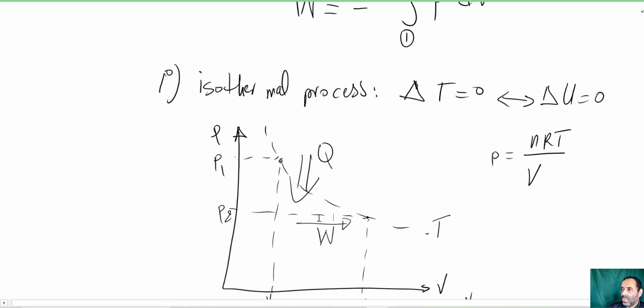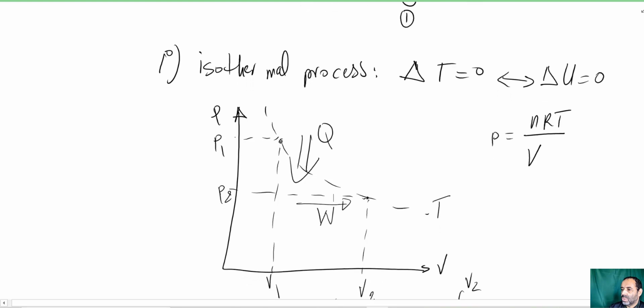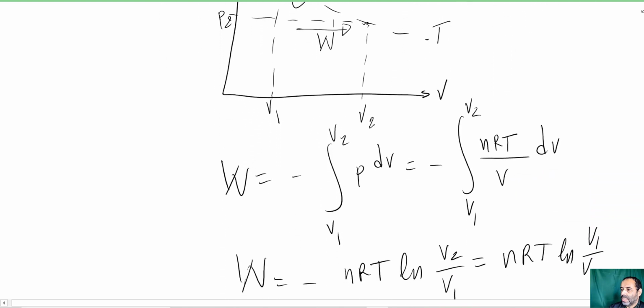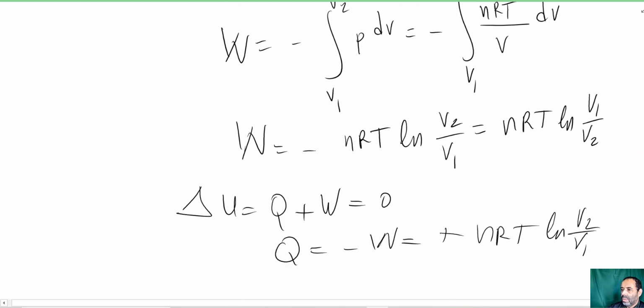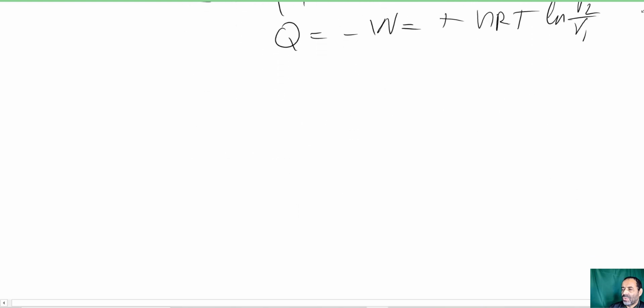If I do the process backward, if I compress the gas, then in this situation W will be positive and Q will be dumped into that heat source, sometimes called the heat reservoir. Anyway, this is an isothermal process. We understand it, and we can find all of the values that we will need for this particular situation.